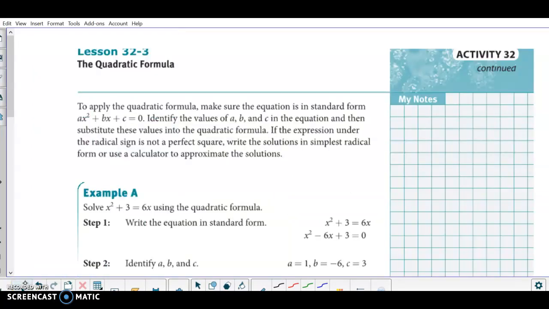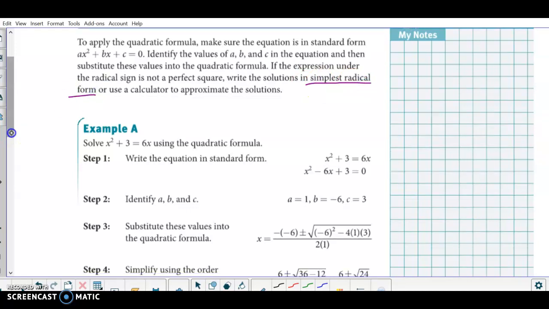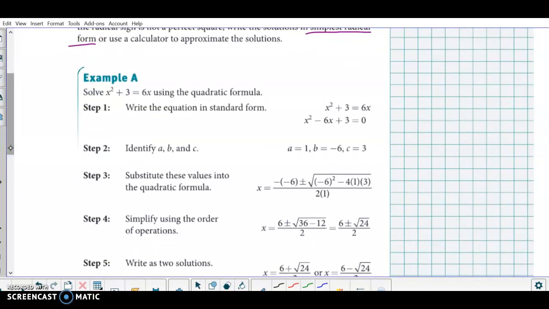So let's see exactly how this works. To apply the quadratic formula, we need to make sure we're in standard form. Sometimes we're not, so we need to manipulate the equation to make sure a, b, and c are all on the same side. And then we can substitute our numbers in. We can write our solutions in simplest radical form, or if you want to use your calculator, write it as a decimal. So here, I'm going to actually do this over on the side because we know when we have it all jumbled up like this, it gets very, very confusing.